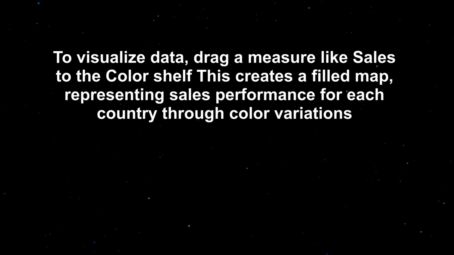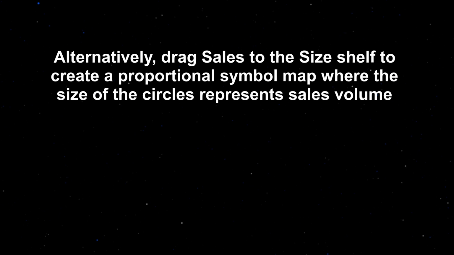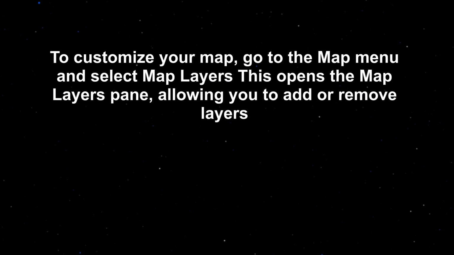To visualize data, drag a measure like sales to the color shelf. This creates a filled map representing sales performance for each country through color variations. Alternatively, drag sales to the size shelf to create a proportional symbol map where the size of the circles represents sales volume. To customize your map, go to the Map menu and select Map Layers.